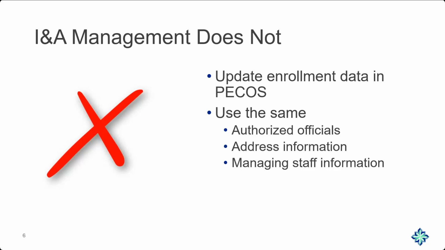Same thing with address information. Contact information will get changed inside of I&A, and we'll get calls saying that I changed it there, but it's still incorrect on my enrollment record. And that is because, again, that information does require an application. They're separate CMS systems, and that is intentional.